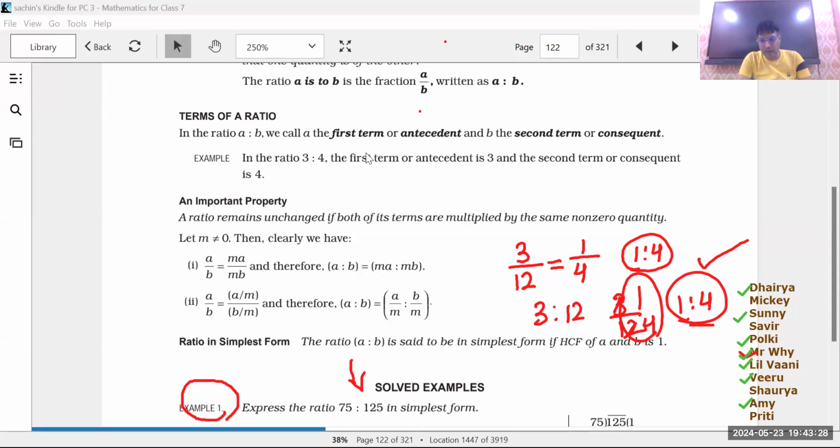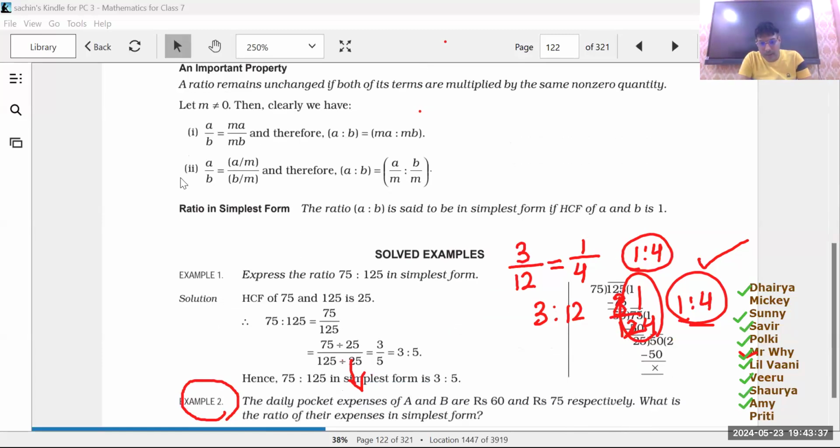All right, Shaira, answer is correct. But you have to send to ma'am from next time. So the answer is 3:5, which is correct. Do the example 2, guys.